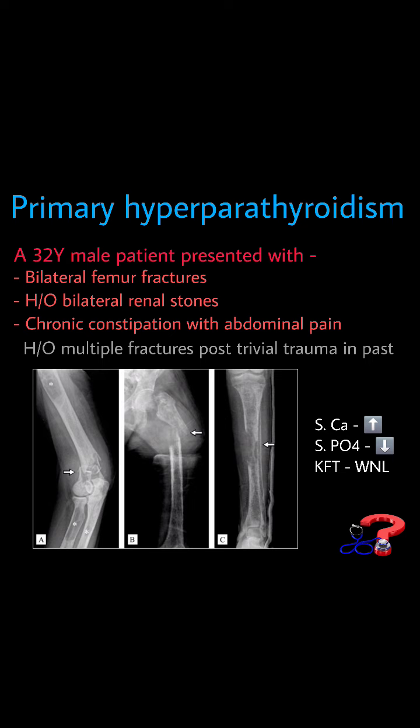So it was a 32-year-old male who presented to us with pathological fractures of bilateral femur along with history of renal stones with constipation and abdominal pain. And there is history of such type of pathological fractures in the past.